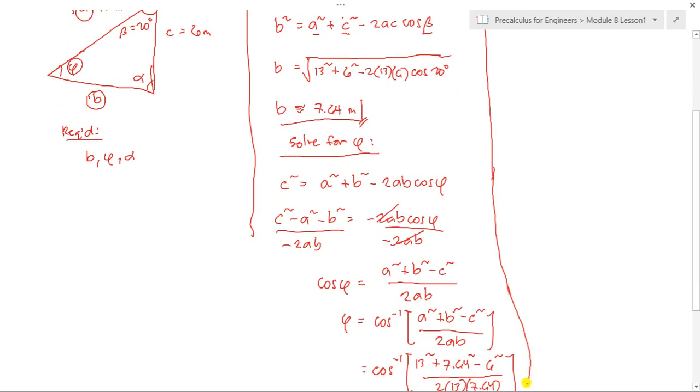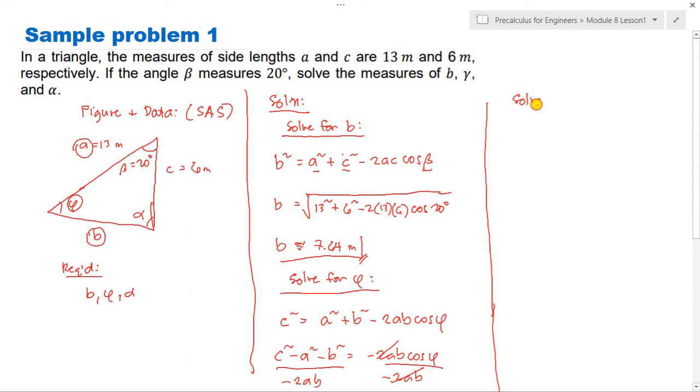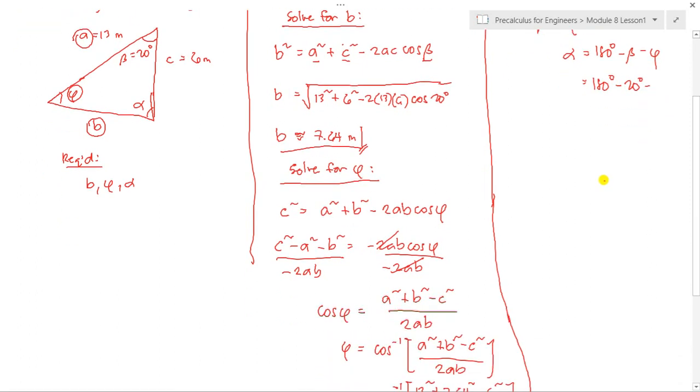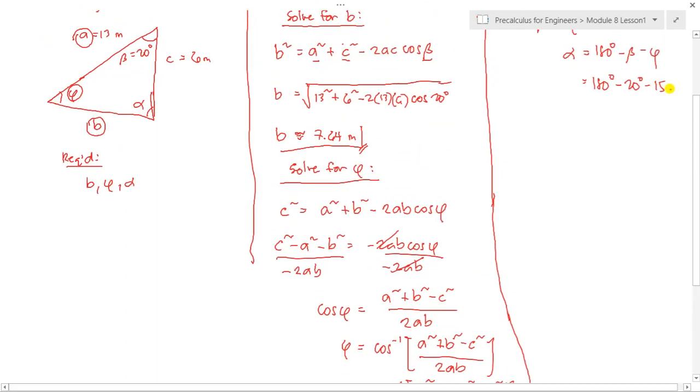Since na naman tayo gamma and beta, makasolve na tayo ni alpha. So, solve for alpha. Ang last nga unknown. That is alpha plus beta plus gamma is equals to 180. That is alpha equals to 180 degrees minus beta minus gamma. That is 180 degrees minus beta is 20 from the given, minus gamma, that is 15.55, an approximate value. Therefore, our alpha is 180 minus 20 minus 15.55. The answer is 144.45 degrees. So, the alpha is an obtuse angle.